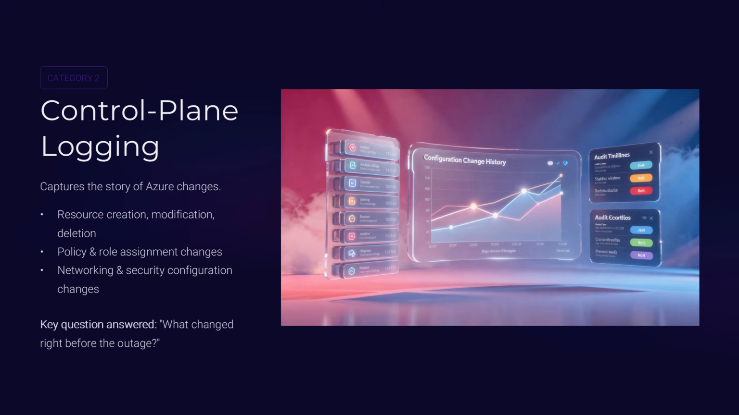Control plane logs show creation, modification, and deletion of Azure resources, policy changes, role assignments, networking changes, and security configuration changes. This is the log layer that allows you to answer the question, what changed right before the outage or incident? Leaders care because change history is critical for accountability. Architects care because control plane logs validate whether landing zone guardrails are actually being followed over time.